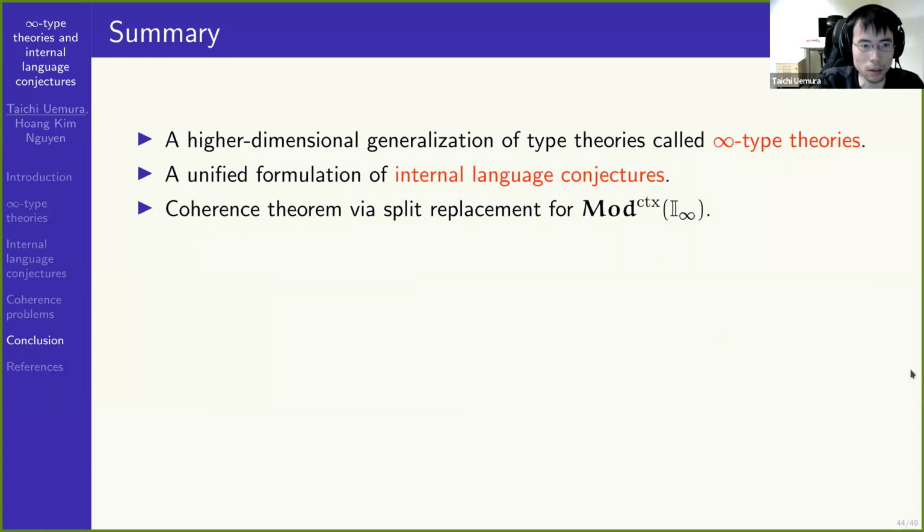Okay, so to summarize, we have introduced a higher dimensional generalization of type theories called infinity type theories, and gave a unified formulation of internal language conjectures, and actually proved a special case of it. Namely, we proved Kapulkin and Lumsdaine's internal language conjecture for finitely complete infinity categories, and the central technique was a coherence theorem via split replacement.